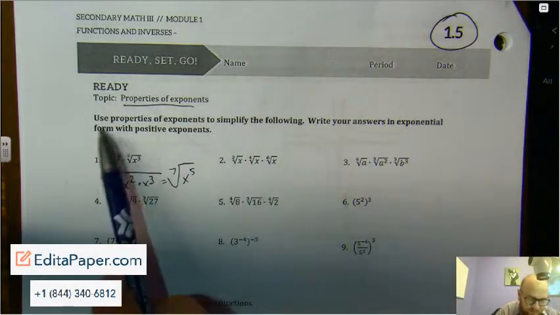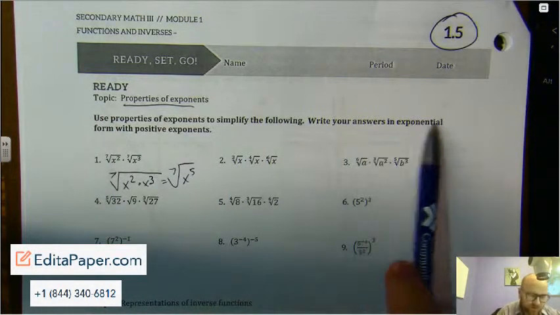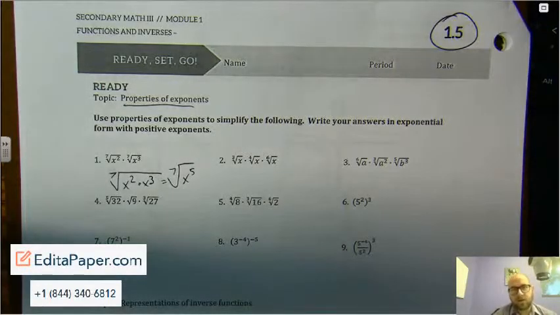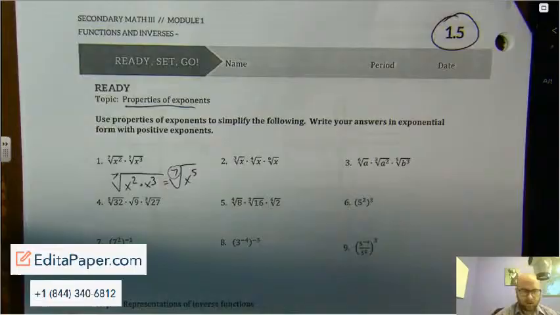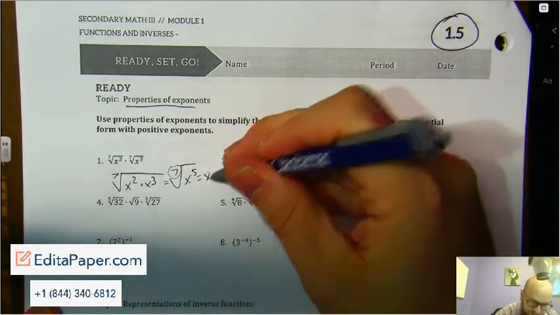Let's see what it wants us to do. Use simplify. Write your answers in exponential form. Yeah, so it wants us to write it as an exponent, not as a radical. So since this is the root, that's the denominator of our radical. So this would be x to the 5/7, and that would be our answer.